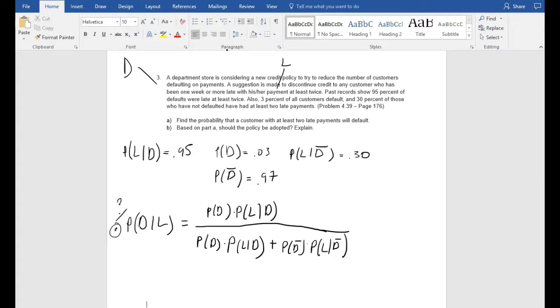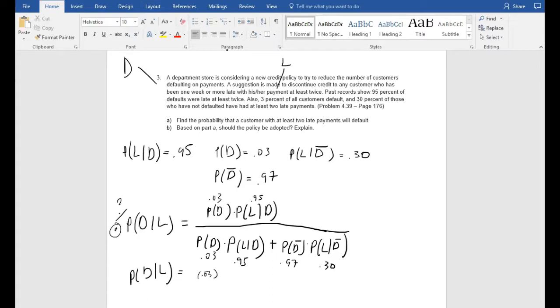And then the one thing you'll notice is we have all these probabilities. So we want to know what this is, probability of D given L. We have this, 0.03. We have this, 0.95. This, we have 0.03. That, 0.95. This, 0.97. And this, 0.30.